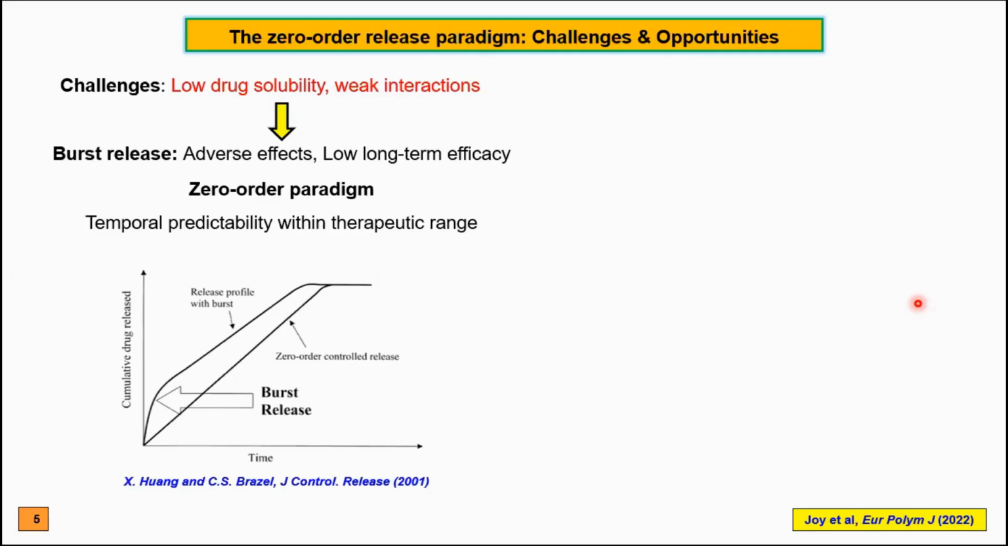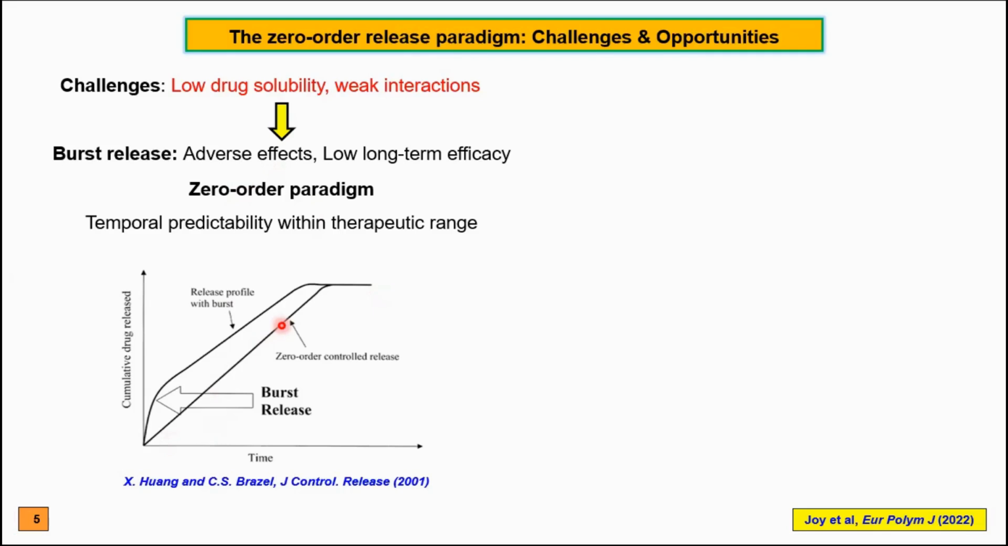And that's something you want to avoid because that can have a lot of adverse effects on the application and also can give very low long-term efficacy, because most of the drug comes out in the first few hours or few days. So the zero order paradigm is an interesting and very lofty paradigm in the drug release community, where you're looking largely at a release rate that remains constant over a time period. That's independent of how much drug you put in. The amount of drug released over time remains the same.